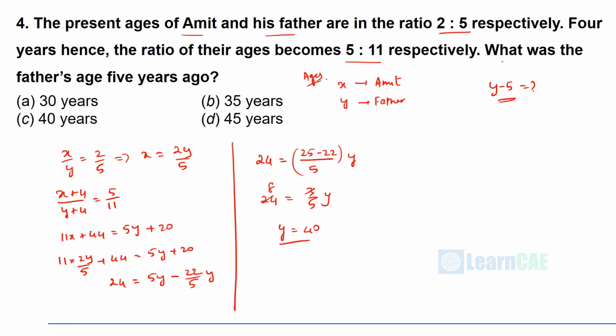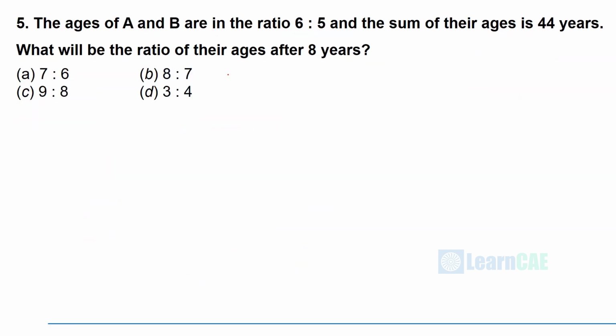But they are asking father's age 5 years ago. It means y minus 5. Y minus 5 is equal to 35. So the answer is 35 and not 40. Answer is B. Next question.